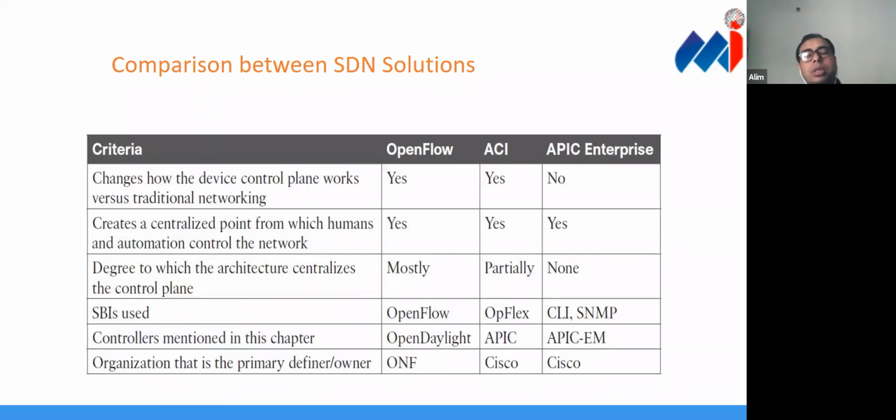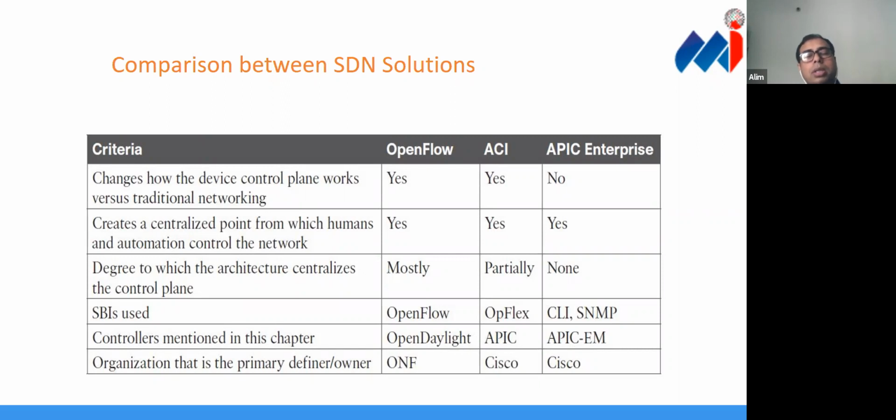Controllers mentioned in this book. What are the names of the SDN controllers? OpenFlow's SDN controller name is OpenDaylight. For ACI, just mentioned APIC, the Cisco Application Policy Infrastructure Controller. And for Enterprise, it has EPIC EM.